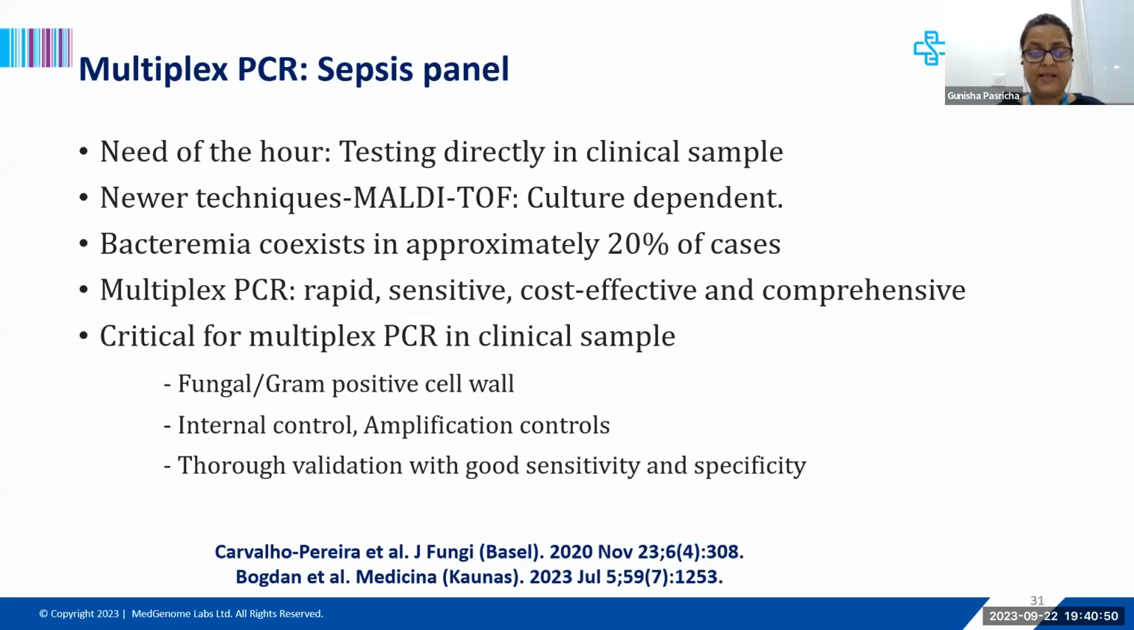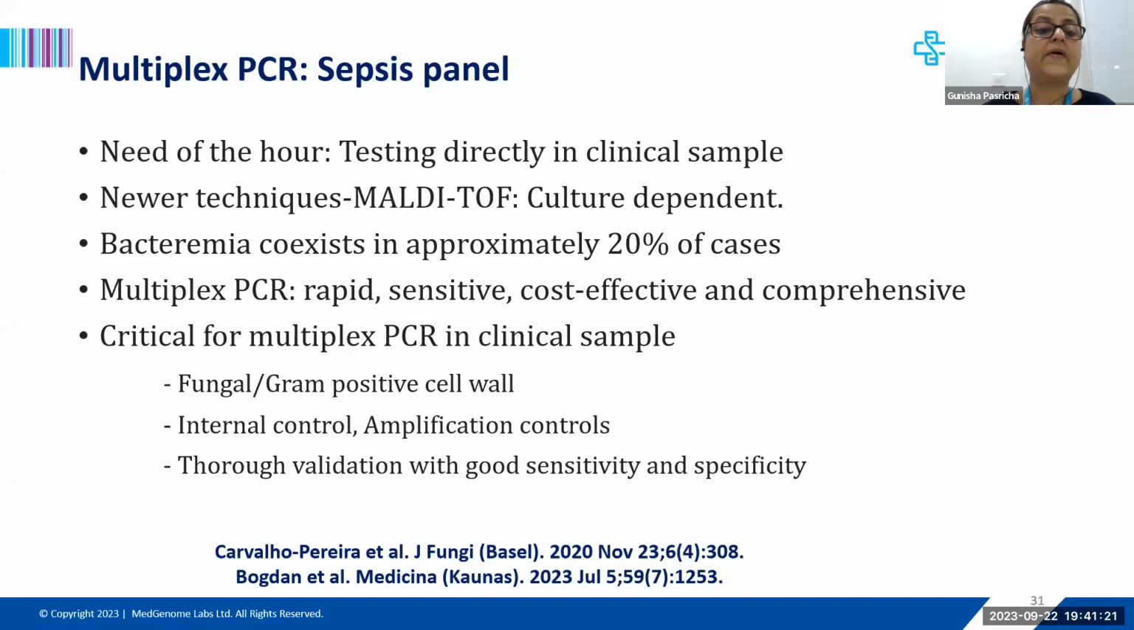Even for multiplex PCR, various things are very critical, especially when we're doing the DNA extractions. Are we taking care? Fungi have different cell walls, and gram-positives are difficult to crack. So we take care of all of these modalities. Extraction is done well, with internal control, amplification controls, negative control, and positive control run with each and every sample, which helps in interpretation of the results, along with thorough validations of sensitivity and specificity.